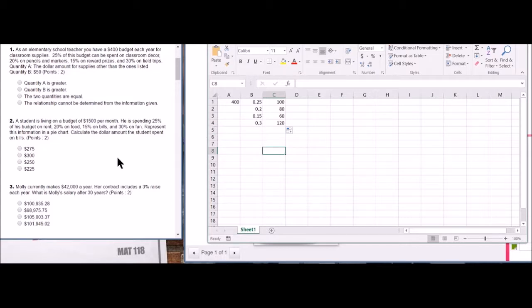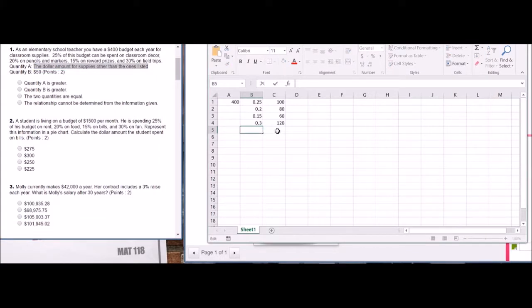So now let's take a look again. This says $400 budget each year for classroom supplies. 25% of the budget can be spent on classroom decor, 20% on pencils and markers, 50% on rewards, and 30% on field trips. Quantity A, the dollar amount for supplies other than the ones listed. Oh, there's a key there. It says other than listed.